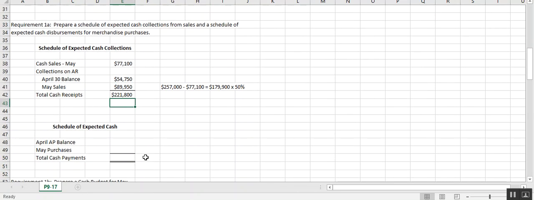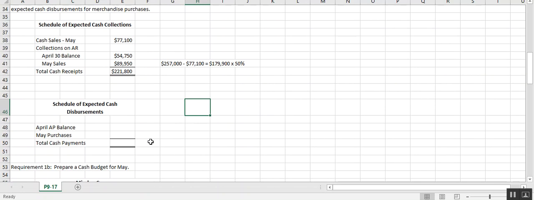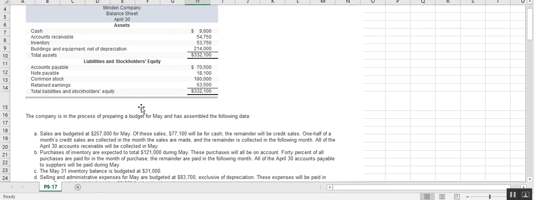So we're going to go through the same process with our schedule of expected cash disbursements. All right, so we've got an April accounts payable balance, May purchases that we're going to make, and then that'll give us the total cash payments. Our April accounts payable balance is going to be in the balance sheet. And that's right here, $70,500.